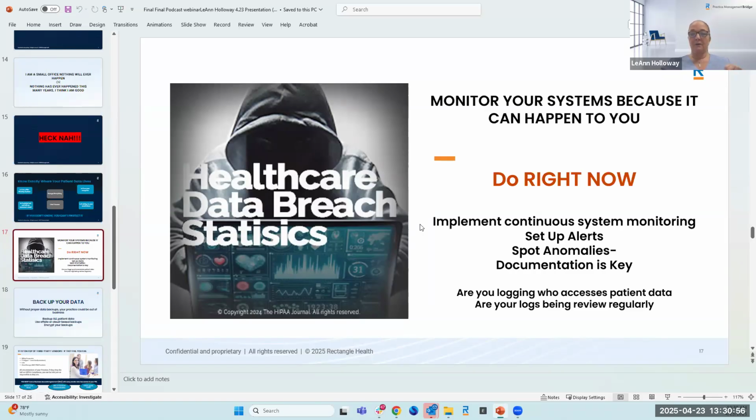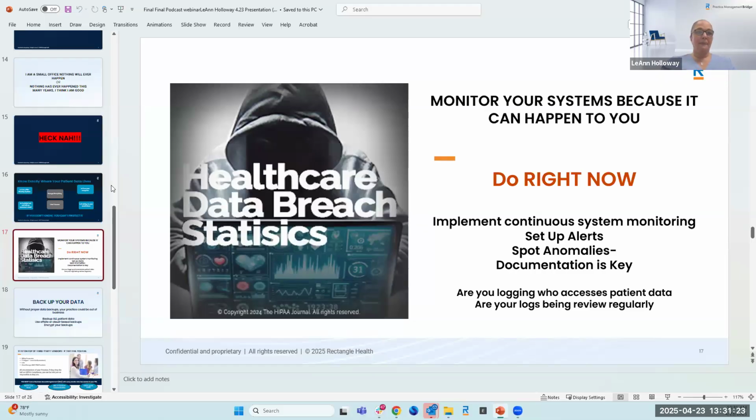Are you logging who has access to patient data? Are your logs being reviewed regularly? Don't forget, documentation is key. Every time a suspicious activity is flagged, document what was done to address it, and that will be your proof in case there is an audit.